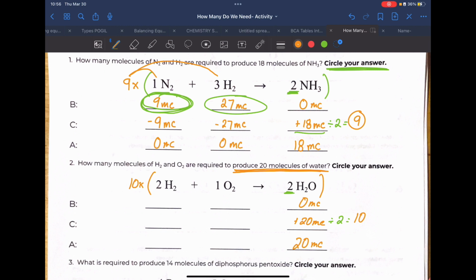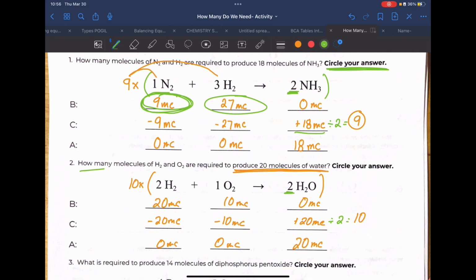Okay, now I can distribute the 10 to fill in the rest of my change row. I'm going to use 20 molecules of hydrogen, and I'm going to use 10 molecules of oxygen. In order to spend it, I got to have it, so we know what we're starting with as well. And then we do our subtraction. Easy peasy.